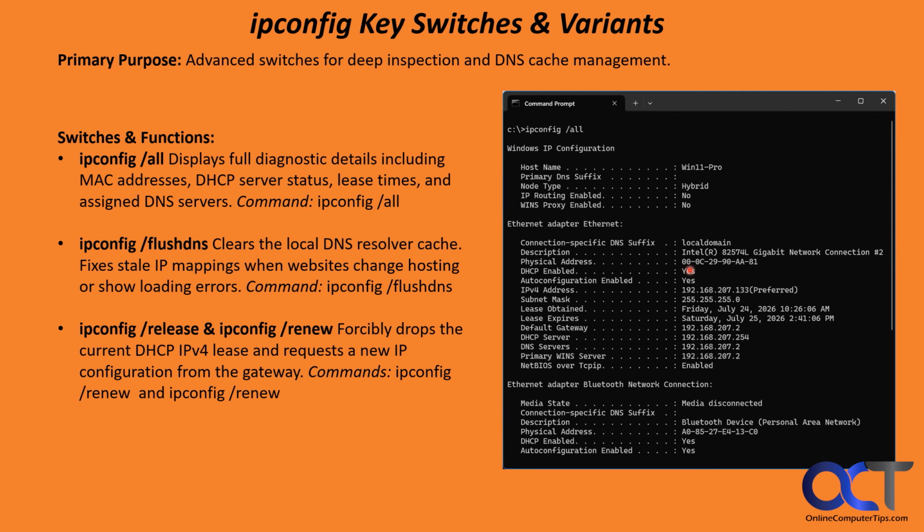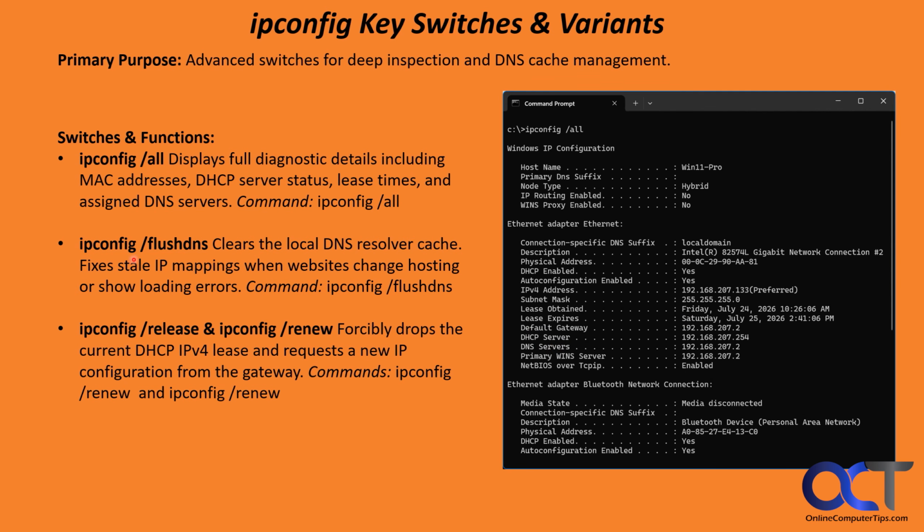DHCP is enabled. And here's our IPv4 address, which is preferred rather than IPv6. And many times you'll also see the IPv6 address in this output. When the lease was obtained, when it expires, then we have our gateway, DHCP server, and DNS server.